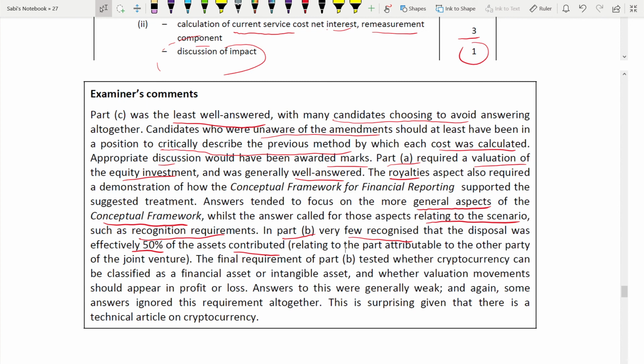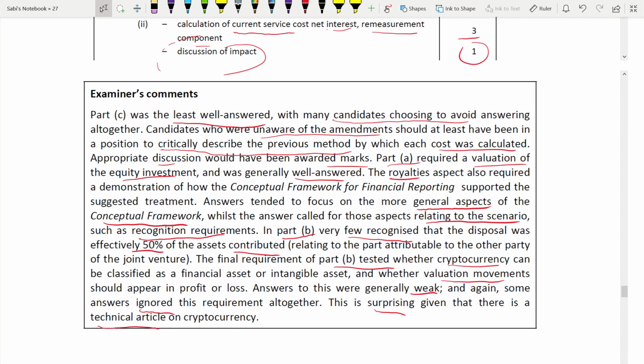Okay, so the final requirement of part B tested what? Whether cryptocurrency should be financial asset or intangible asset, and also asked about the valuation movement should be in fair value through OCI or profit and loss. In this also, answers were weak. And here also, they ignored. Students, this is surprising, given that there's a technical article on cryptocurrency.